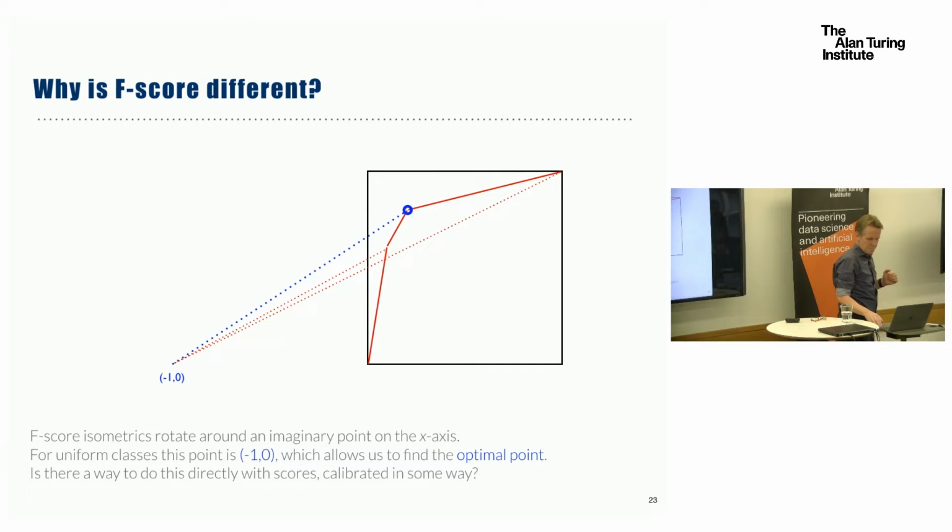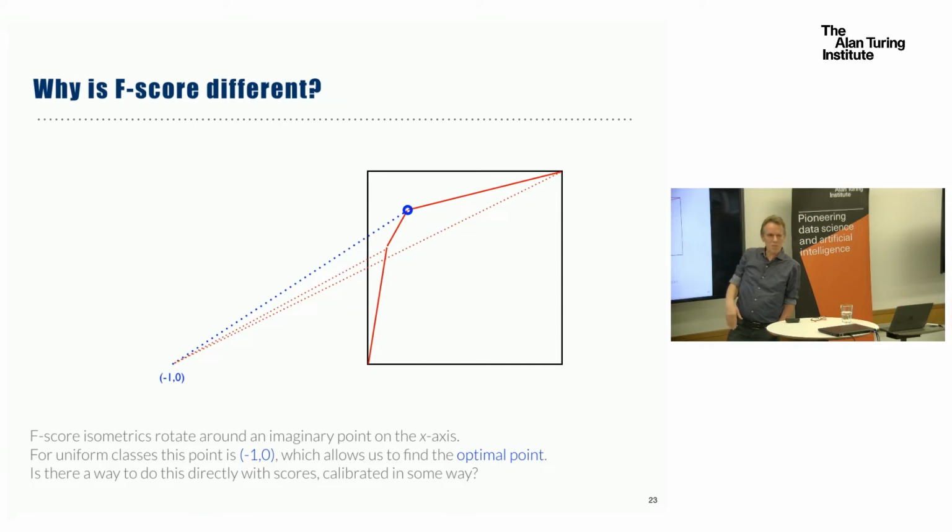Before I go on to that, let me briefly go back to my ROC curves and ask, why is F-score different from accuracy? Well, remember we had these iso-accuracy lines, which are lines with a particular slope that derives from the class distribution, and you want to be as close as possible to ROC heaven here.